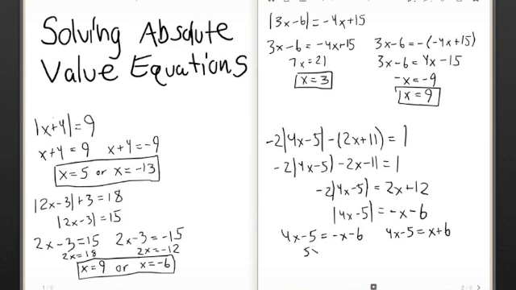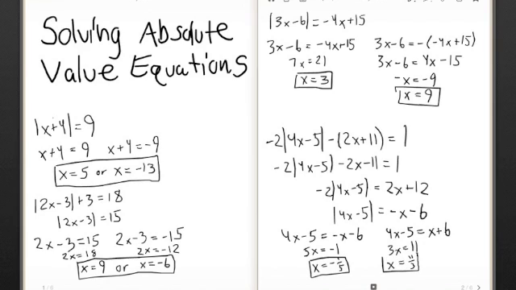Over here, 5x equals negative 1, sorry. 5x equals negative 6 plus 5, negative 1. x equals negative 1/5. Over here we have 3x equals 11. x equals 11 over 3. So there are our two answers there. It's one or the other.